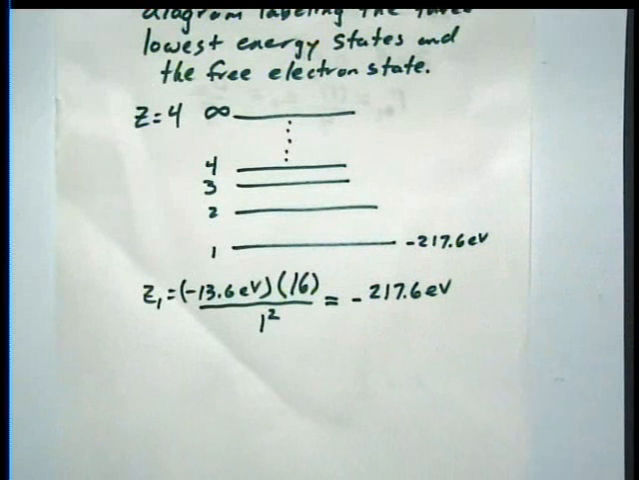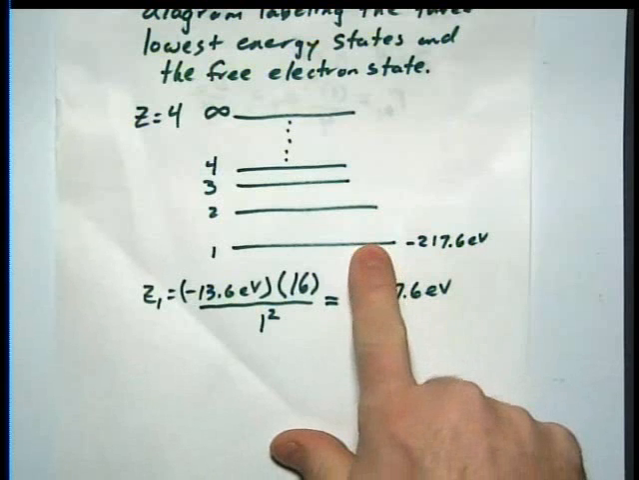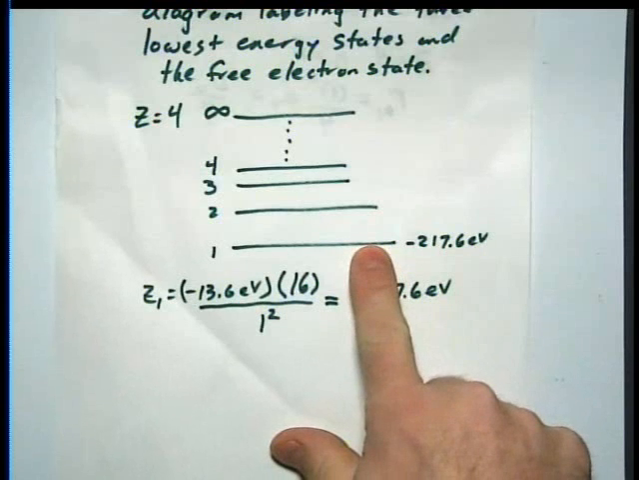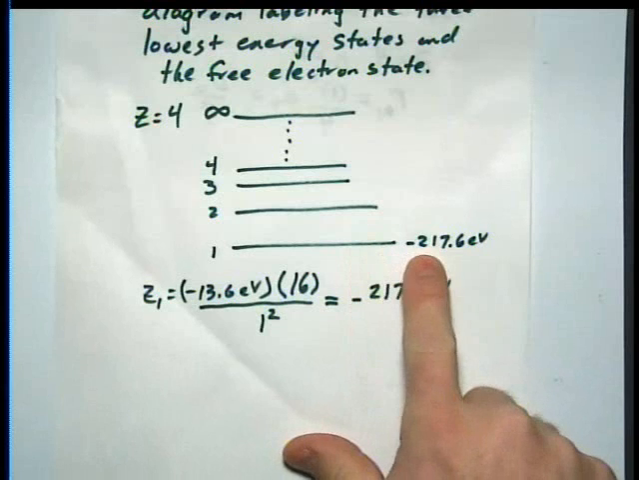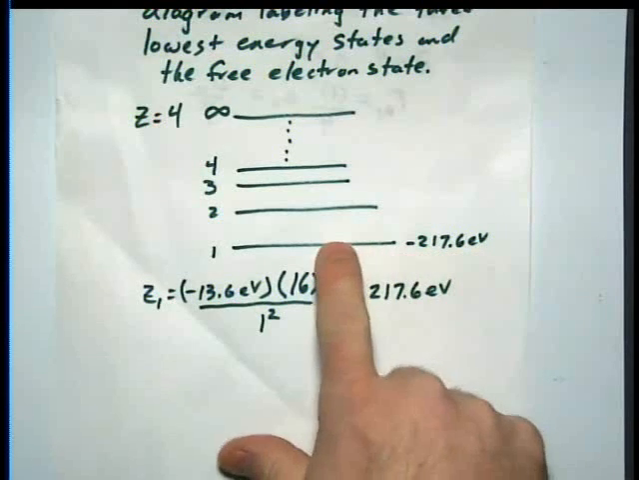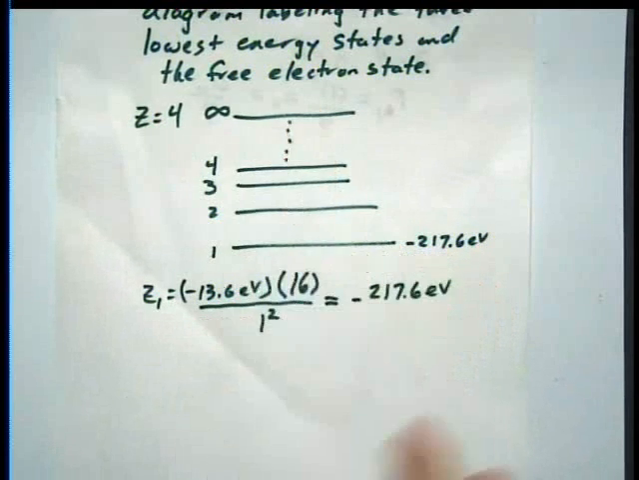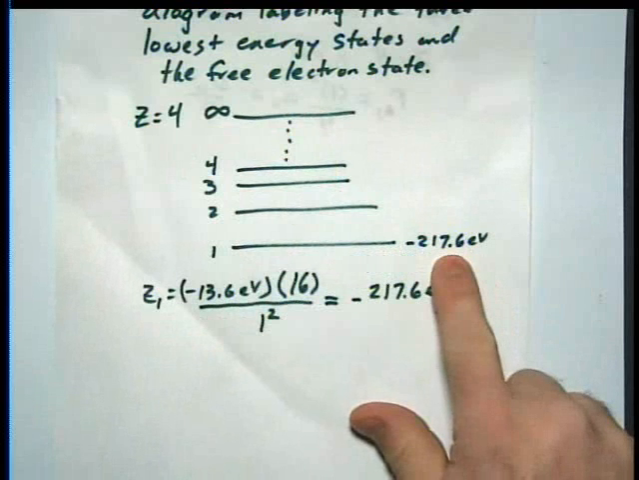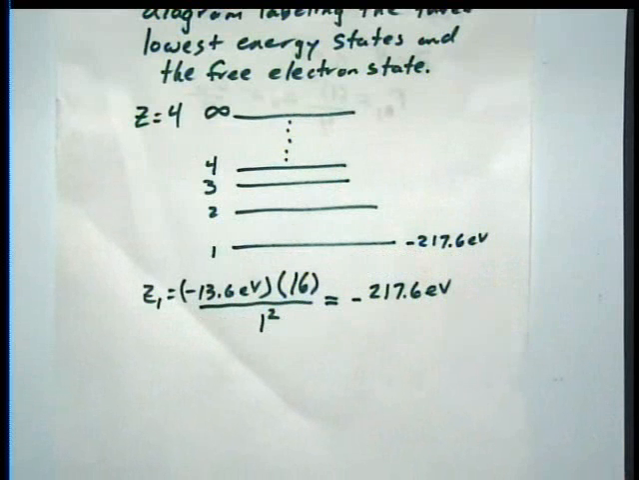If you give an electron more than 217.6 electron volts, you will ionize this atom. So if you give it 220, let's say, then 217.6 is necessary to jump it to here. And the remaining couple of electron volts will be kinetic energy that the electron will have when it flies out of the atom.